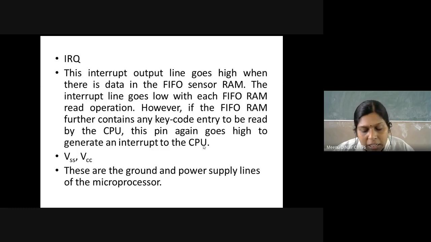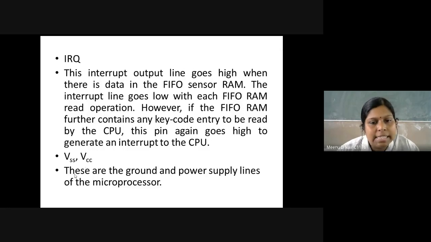So you are pressing a key, so the FIFO RAM will be filled with the data or the corresponding code of that particular key entry. Then you have to inform the CPU that the user has entered this data and you have to read it. That communication is carried out through the IRQ line. Whenever the IRQ line is high, the CPU knows that you have entered some data and it has to collect the data from the FIFO RAM. That is what the IRQ line does.